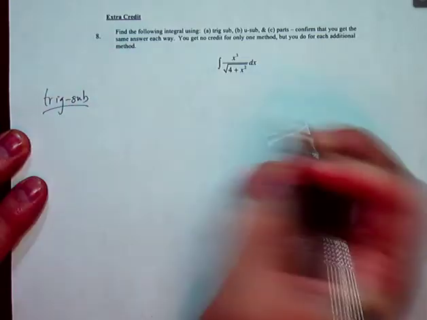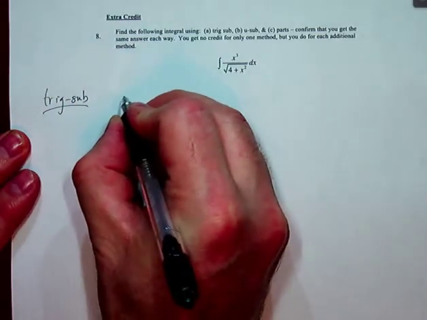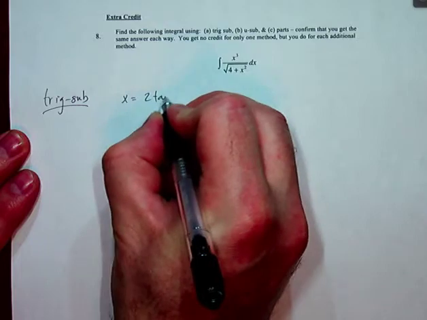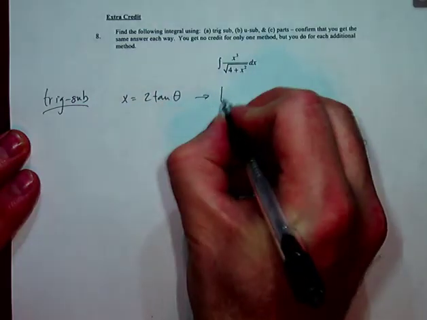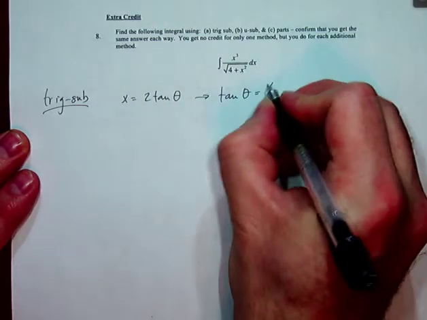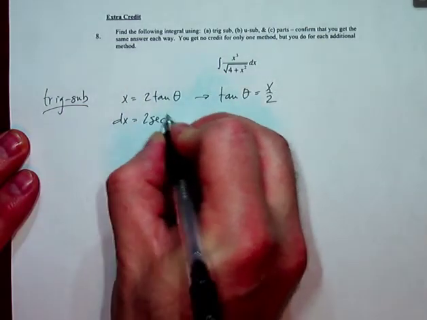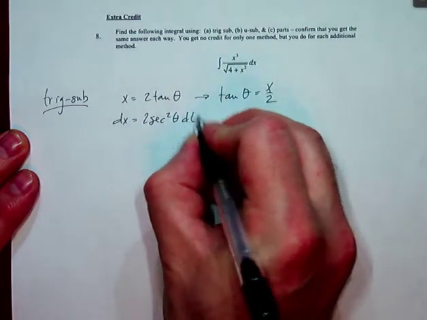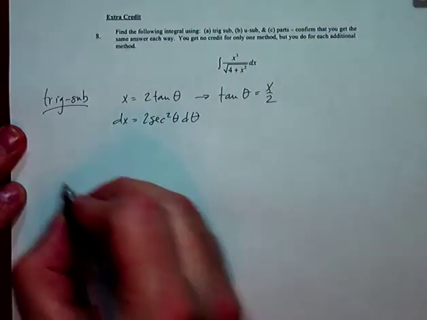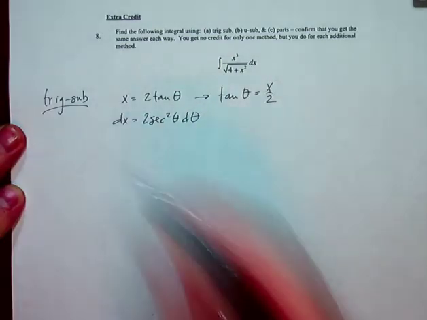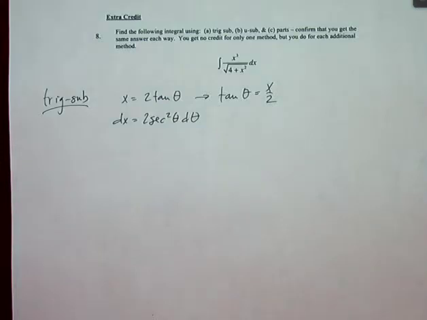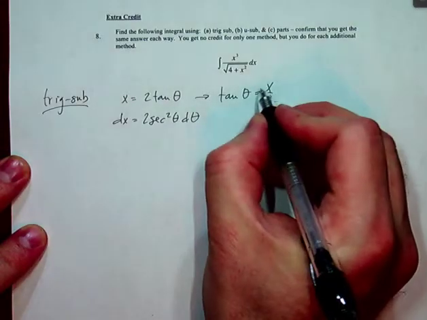Okay, and the Trig Sub, of course, was x is equal to 2 tangent theta. That means that tangent theta is equal to x over 2. That means that dx is equal to 2 secant squared theta d theta, and we're going to go ahead and rewrite that integral.